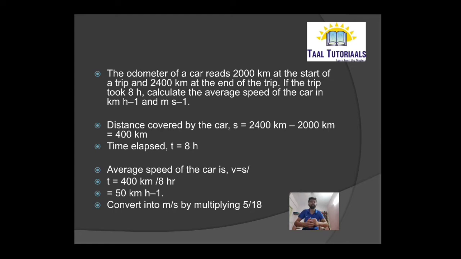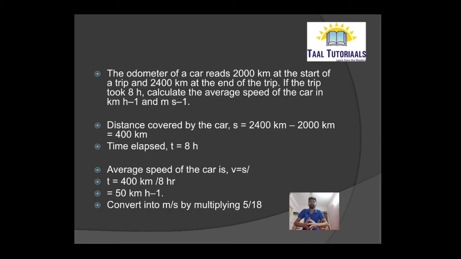See, what is the question here? The odometer of a car. Odometer is where the car shows the speed and distance, everything. So the odometer of a car reads 2000 km at the start of a trip and 2400 km at the end of the trip. If the trip takes 8 hours, that means the total time is 8 hours. Calculate the average speed of the car in kilometer per hour and then again in meter per second.